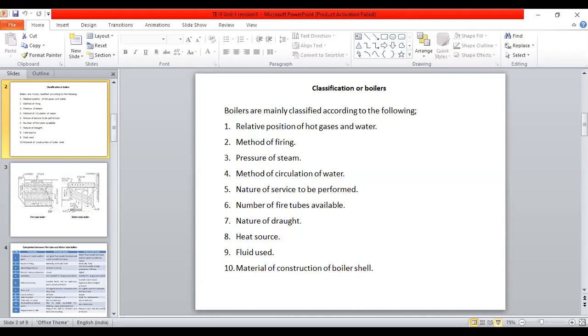And the fifth classification is by nature of service to be performed. Here, boilers which are used with stationary plants are classified as land boilers. Boilers which can be readily dismantled and easily carried from one site to another are called portable boilers. And the marine and locomotive boilers belong to another category called mobile boilers. So the nature of service to be performed means either land boilers, portable boilers, or mobile boilers.